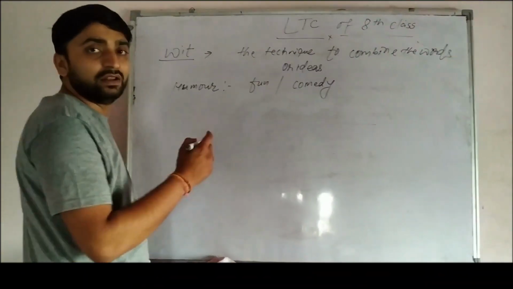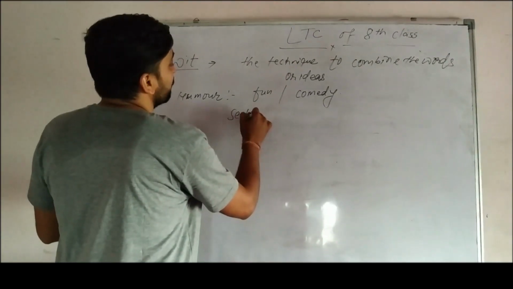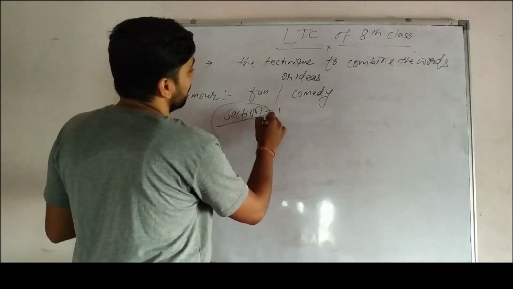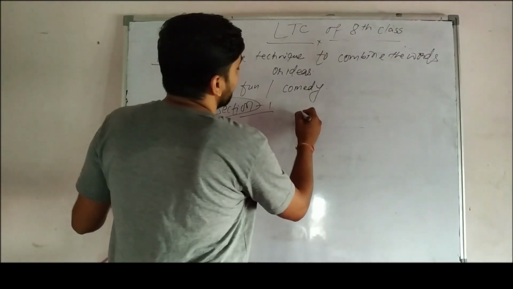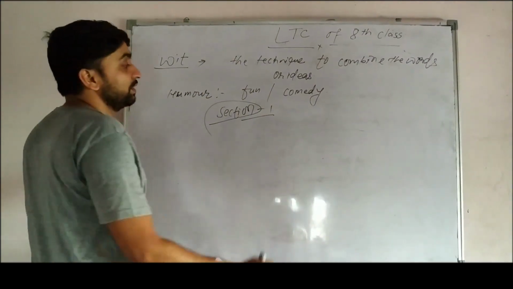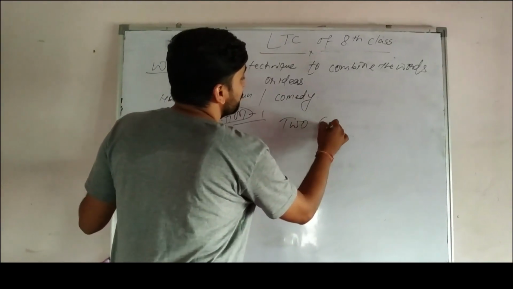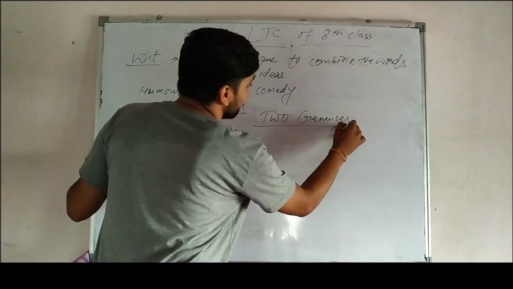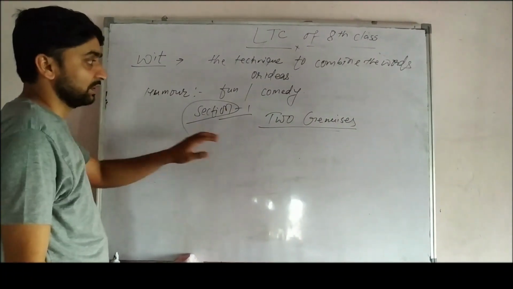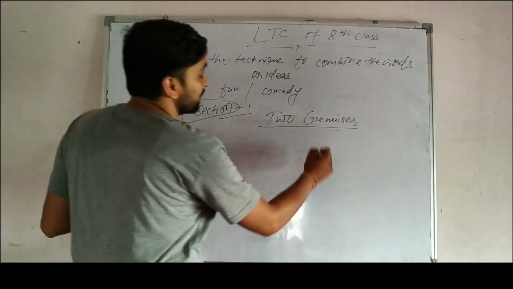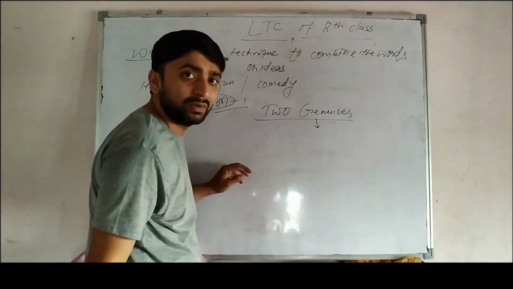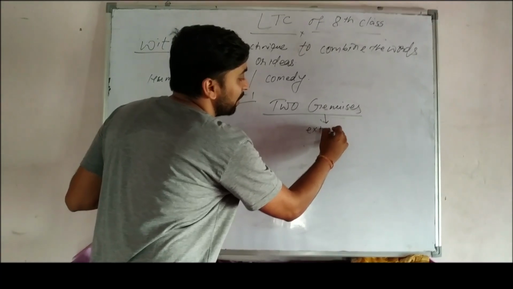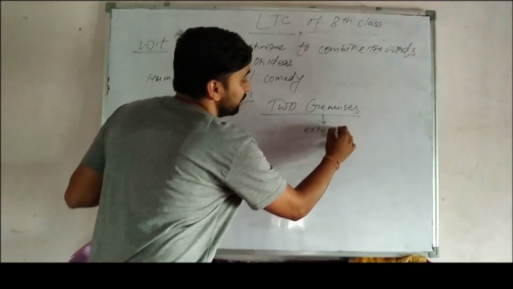Now, what we have to pay attention to is that in unit first there is a section 1, and the name of section 1 is Two Geniuses. The topic is Two Geniuses. So first of all, we must know what you mean by genius. Genius means a person who has an extraordinary quality.